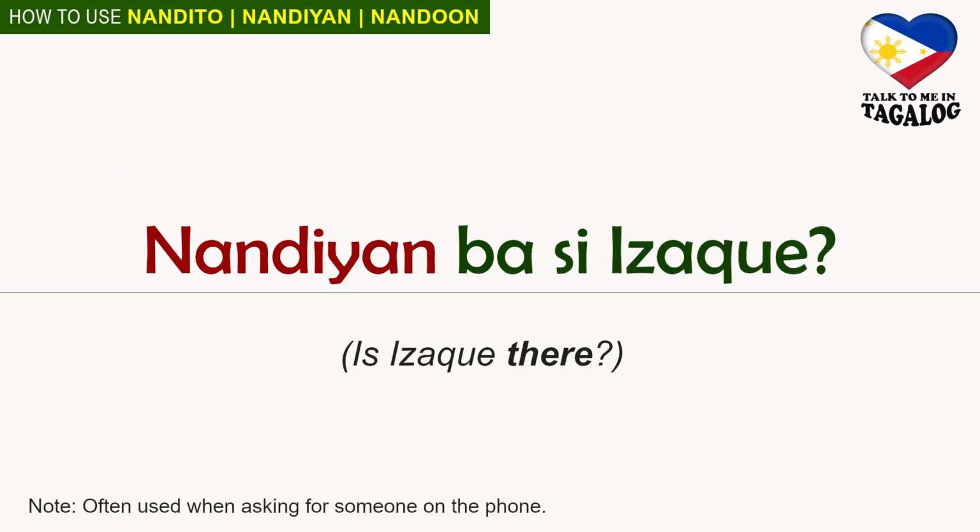Let's now use nandyan. Nandyan ba si Izake? This question is often used when you're asking for someone on the phone. Nandyan ba si Izake? Meaning, is Izake there?